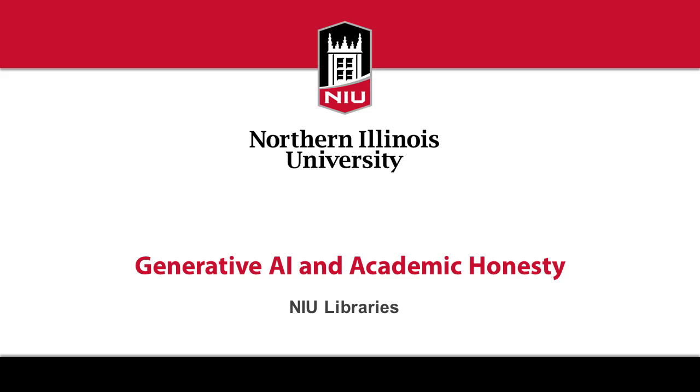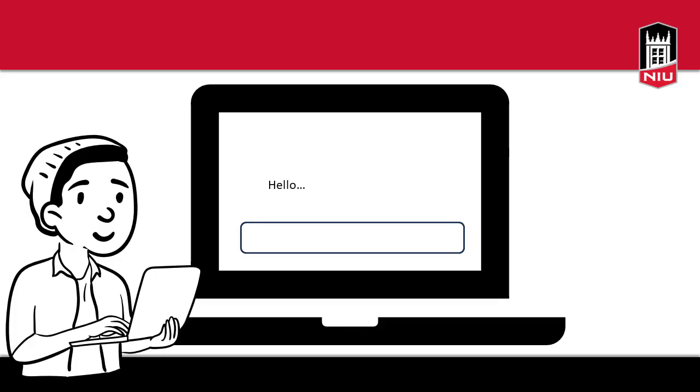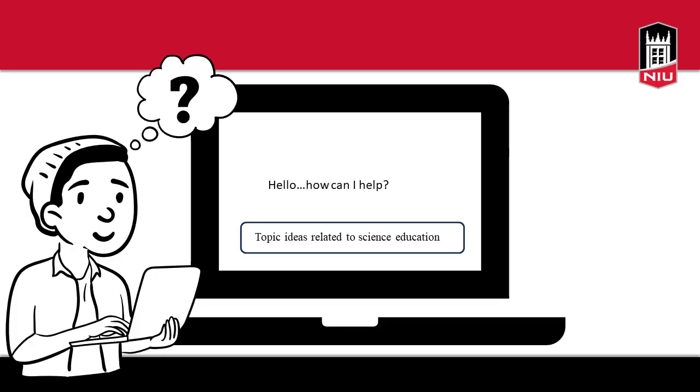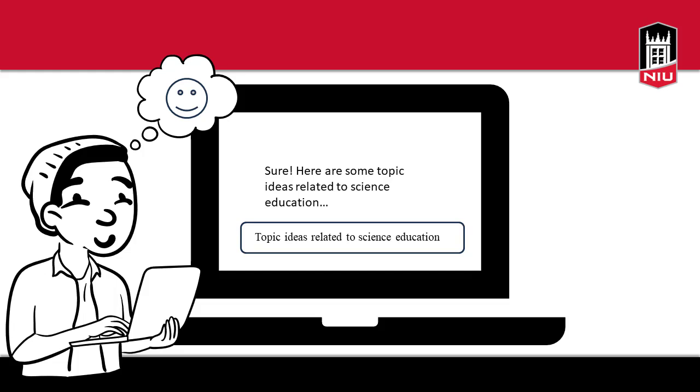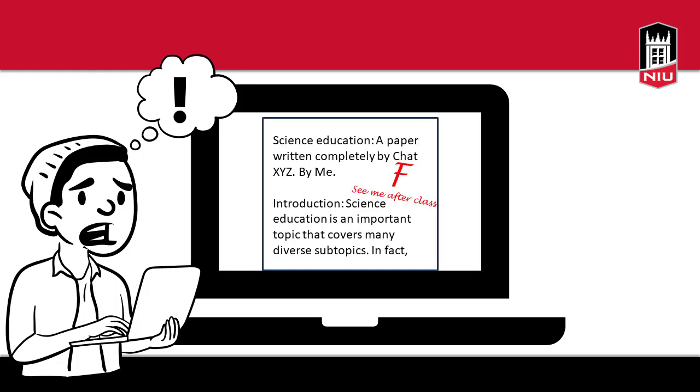In this tutorial, you'll learn about generative AI tools and academic honesty. You might be familiar with generative AI tools like ChatGPT that use text data and algorithms to generate responses based on user prompts. Tools like these can be useful for generating ideas, but using AI-generated text and claiming it as your own can be seen as dishonest and can even get you in trouble.